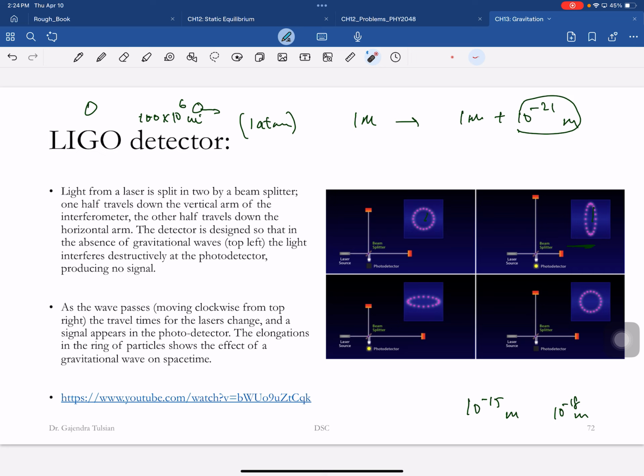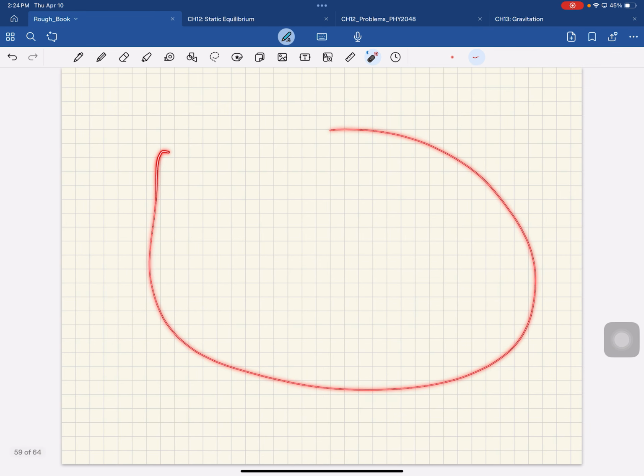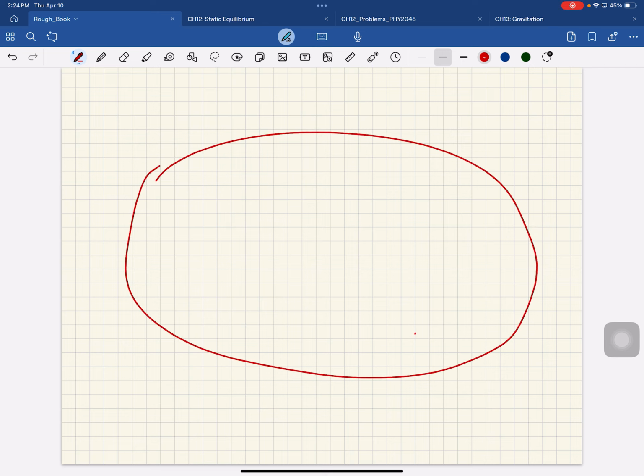You quarantine the area. It took you $10 billion to make this lab, so you spend another $10 billion and make another lab there. When the gravitational wave goes by here, you get a signal, and you get the exact signal there, and that was a gravitational wave.